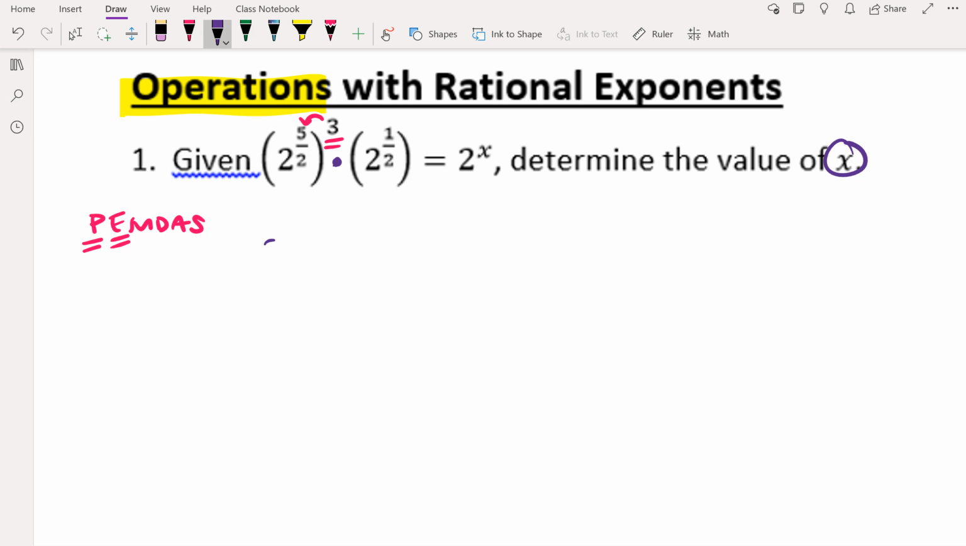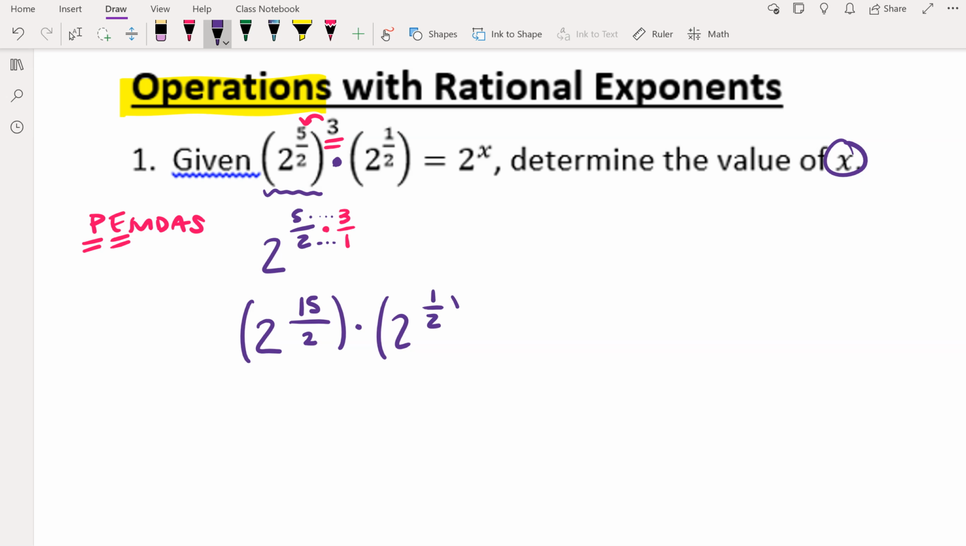times 3 over 1, because 3 is just 3 over 1. Okay, which that simplifies to multiply across. So 5 times 3, 2 times 1. 5 times 3 is 15. So we get 2 to the 15 over 2 times 1 is 2. So that is what this first piece simplifies to. Then we still have times 2 to the 1/2 equals 2 to the x. I'm just copying those.